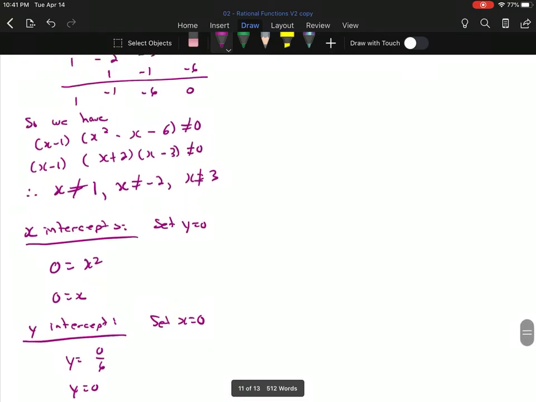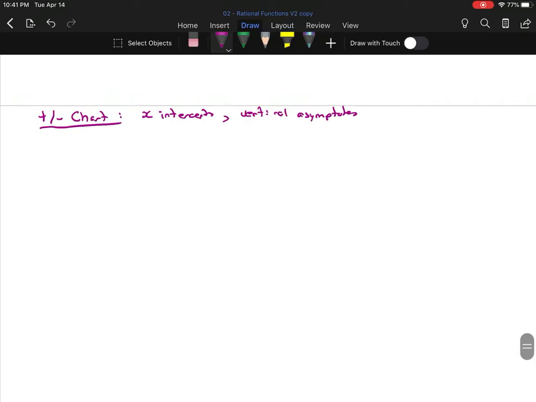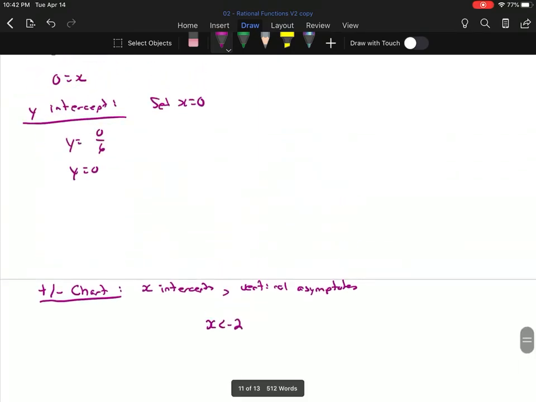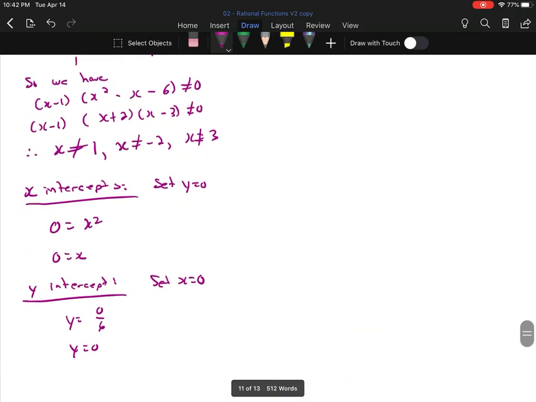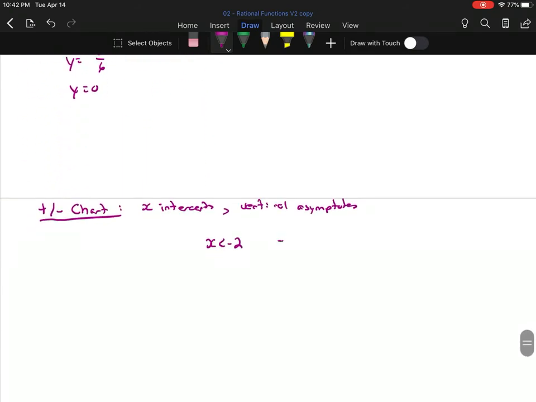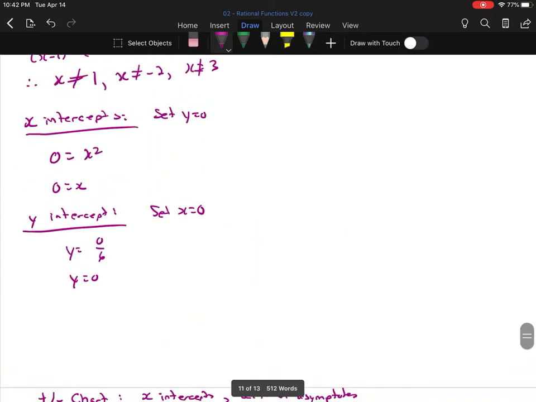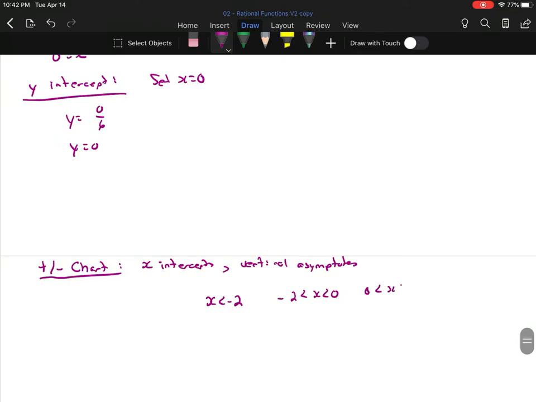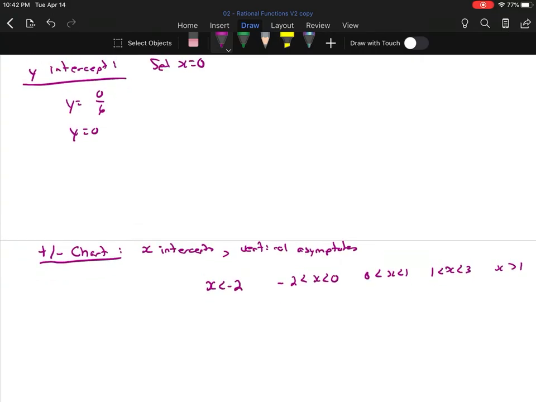So I want to talk about what happens before the first vertical asymptote, which was -2. So I'm going to go, okay, I want to know what happens before I get to -2. Then when I want to talk about what happens between -2 and the next thing, which is 0, I got to look between -2 and 0. Then between 0 and 1, then between 1 and 3, and then greater than 3.